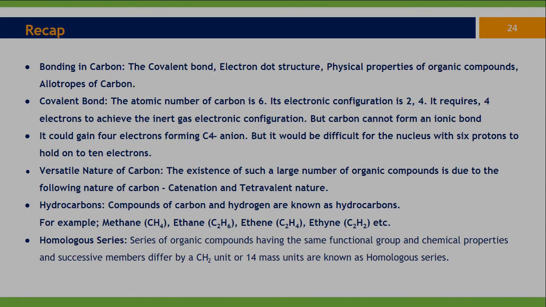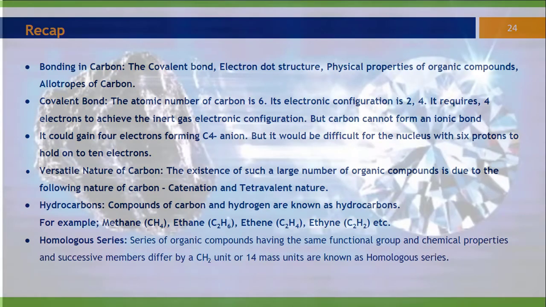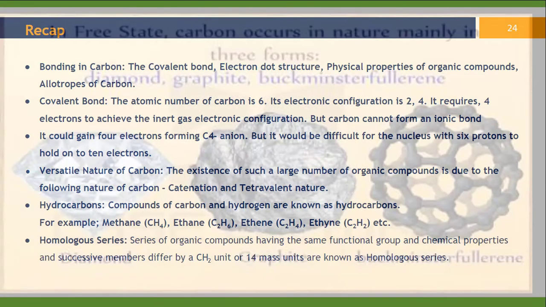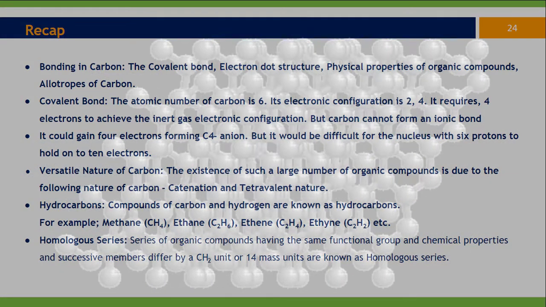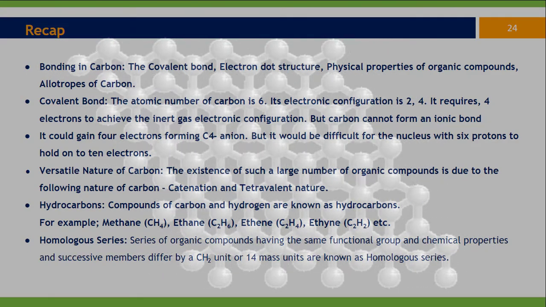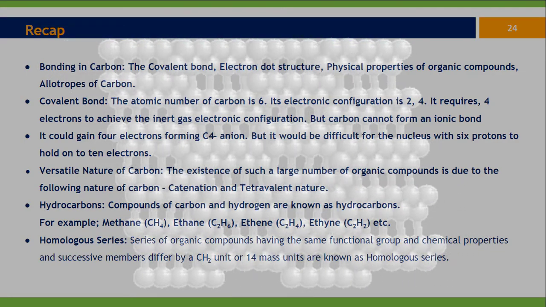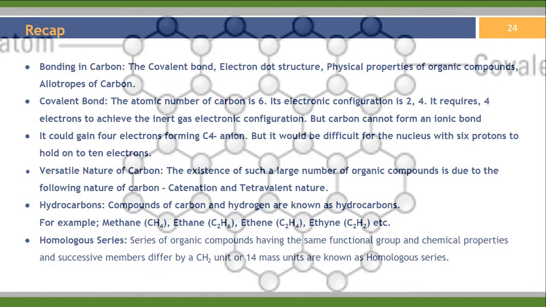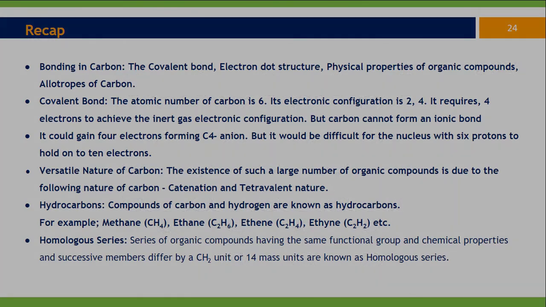Let's see the recap. Bonding in carbon, the covalent bond, electron dot structure, physical properties of organic compounds, allotropes of carbon like graphite, diamond and fullerene. Covalent bond: the atomic number of carbon is 6. Its electronic configuration is 2,4. It requires 4 electrons to achieve the inert gas electronic configuration, but carbon cannot form an ionic bond. It could gain 4 electrons forming a C4- anion, but it would be difficult for a nucleus with 6 protons to hold on to 10 electrons, so it's not possible.